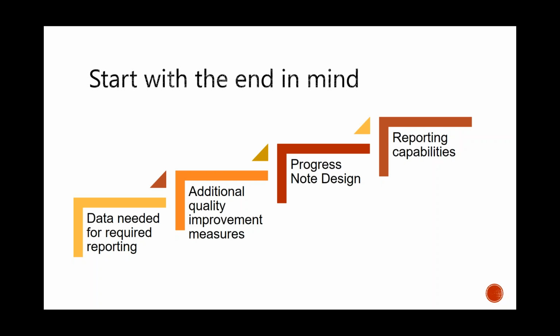So this is about the progress note in particular, the third step in that diagram. But whatever that progress note holds is dependent on steps 1 and 2. And all 3 of those steps dictate what you're able to report on in step 4. So, what data do you need? What data do you want? That'll inform your progress note design and also drive your reporting capabilities.